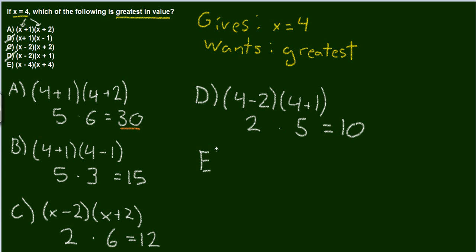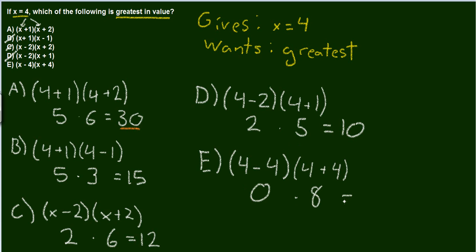Maybe E can get us out. What's E going to be? 4 minus 4. Well, that's not looking good. Times 4 plus 4. 4 minus 4 is 0. Well, that basically ends it, right? I don't really care what the other part is. It's going to be 8, but anything times 0 is going to get 0. So we can rule E out right there. So what are we left with? None of these beat 30, so A is our answer. The answer to question number 1 is A.